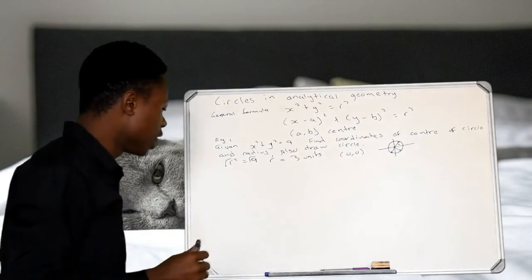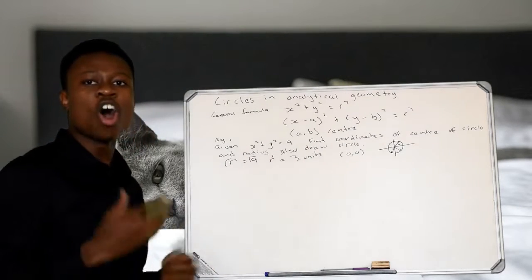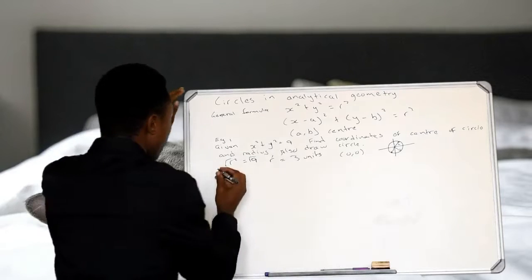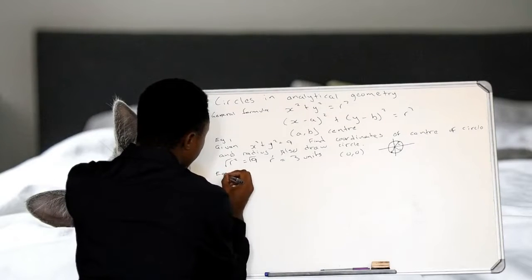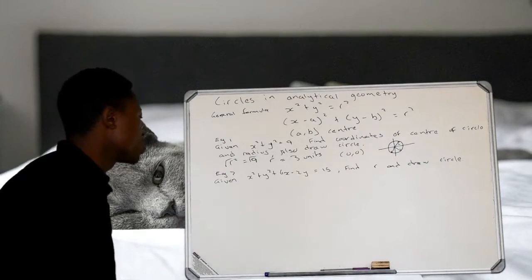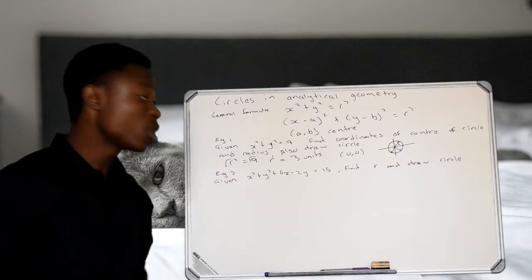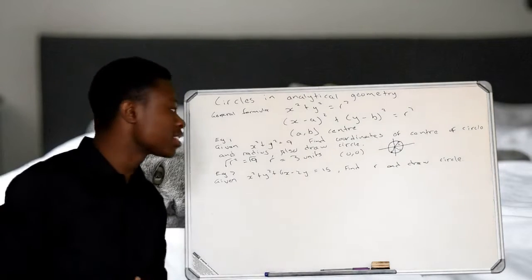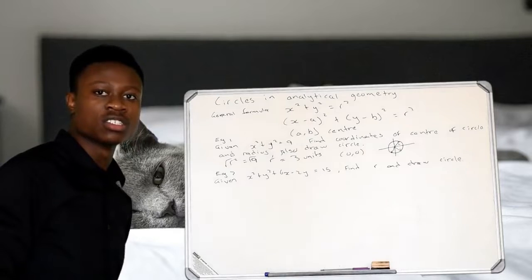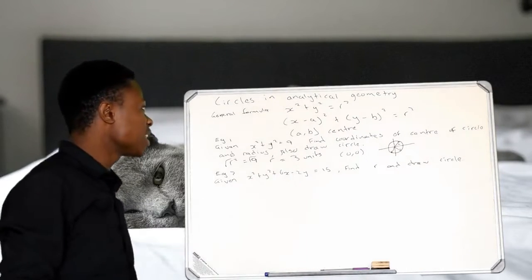So let's look at the next question, a little bit trickier or a little harder than this one, a little bit more of an examinable type question. Okay, so my question for example 2 says, given x squared plus y squared plus 6x minus 2y is equal to 15, find the radius and draw the circle. Okay, holy moly, look at my equation. That doesn't look like the equation we know.